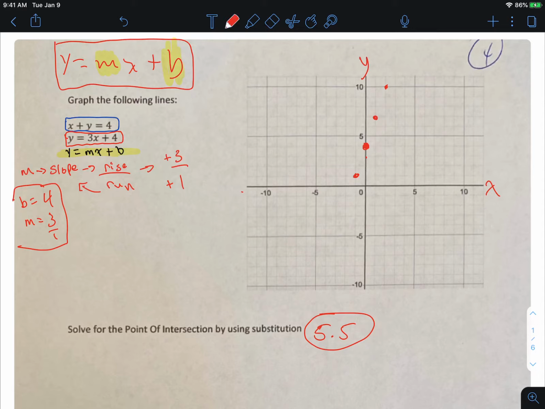Okay, and then you do it again. Down 3, left 1. Now you plot the point. Now that's good. We can plot that. There's your red line.